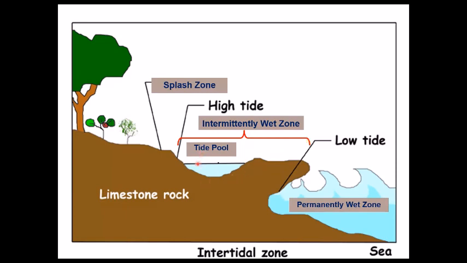This right here also shows a tide pool, which, as I said, is basically a little pit inside this rock that collects water. And then past the intermittently wet zone, you're going to have the splash zone. This only receives water whenever the waves crash in and the water splashes on this area right here.